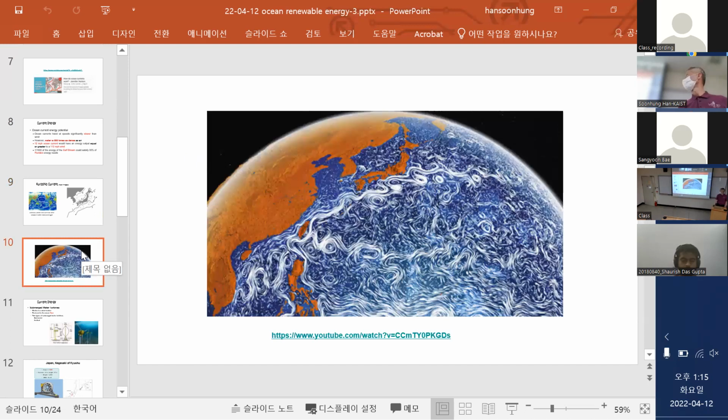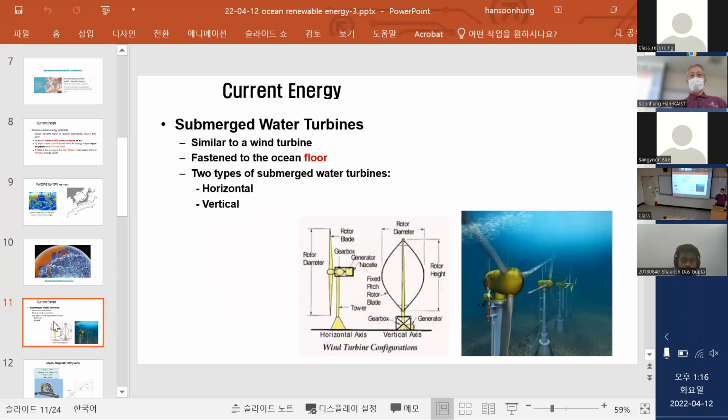I guess you remember this picture or video coming from NASA. It shows the picture of the ocean current moving. And then how can we capture that current energy? If there is a stream of water flowing, there can be a submerged water turbine, very similar to the wind turbine. But the scale, speed and density are much different because it's not air, it is water. But the shape is very similar.